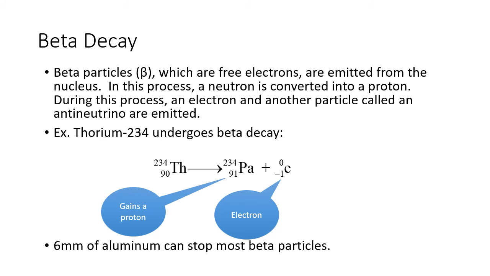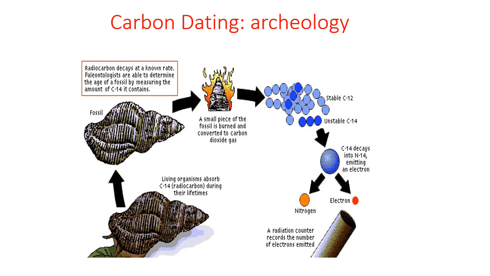That being said, it can be blocked with aluminum foil. So beta emitters are often stored in envelopes made of aluminum. Aluminum is flexible and easy to use, and in fact, our beta emitter at school is wrapped up in an aluminum foil envelope. Beta decay is used in archaeology.